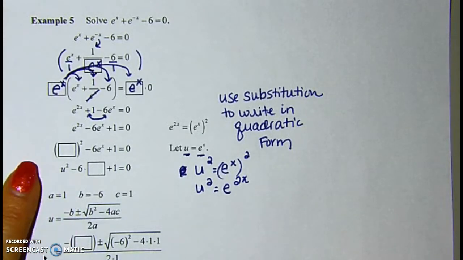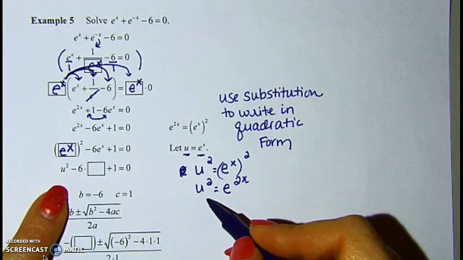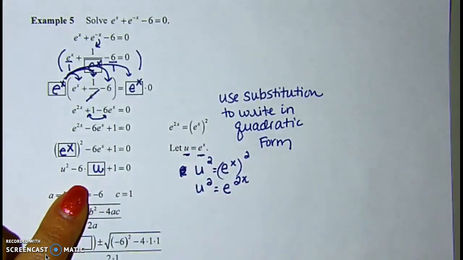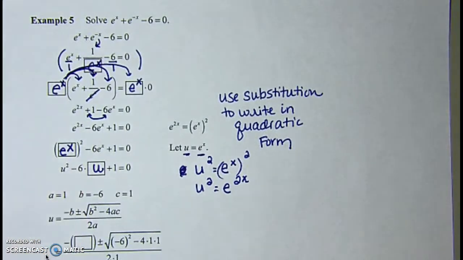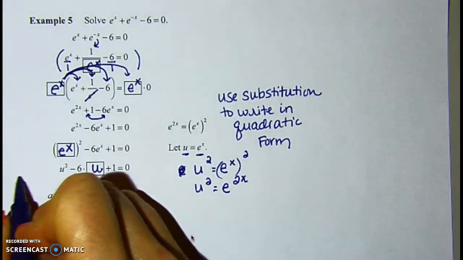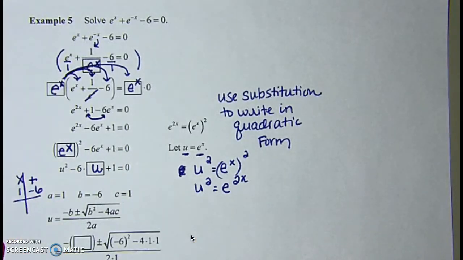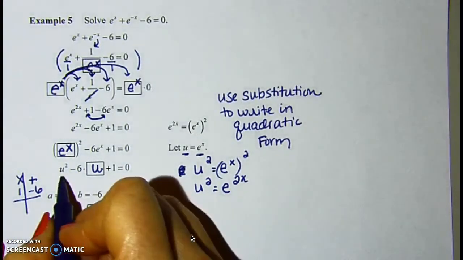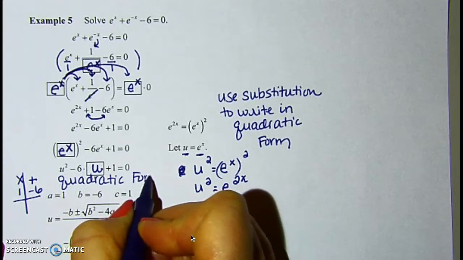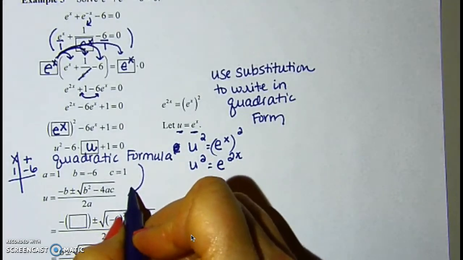So I'm going to replace my e to the power of 2x with u squared, and e to the power of x with just plain old u. These look much nicer to solve and to factor, but there's nothing that multiplies to positive 1 and adds to negative 6. So we're going to have to use the quadratic formula to get us there. So the quadratic formula, we know we need an a value, a b value, and our c value plugged into the formula itself.